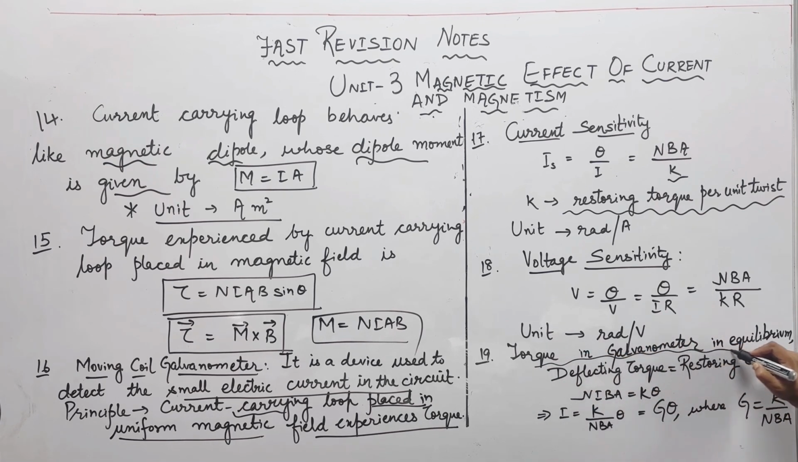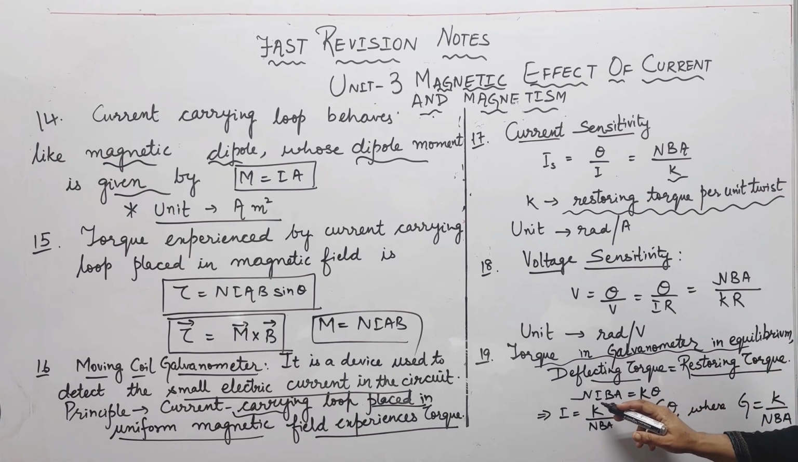Torque in a galvanometer in equilibrium is when the deflecting torque is equal to the restoring torque, and that is given by NIBA equal to K theta, and from here we will get the value of the current, and K upon NBA is the galvanometer constant.